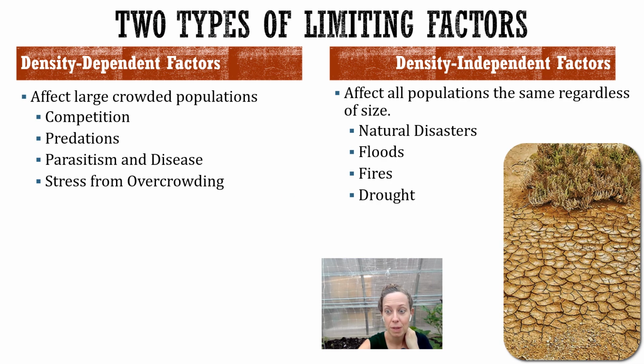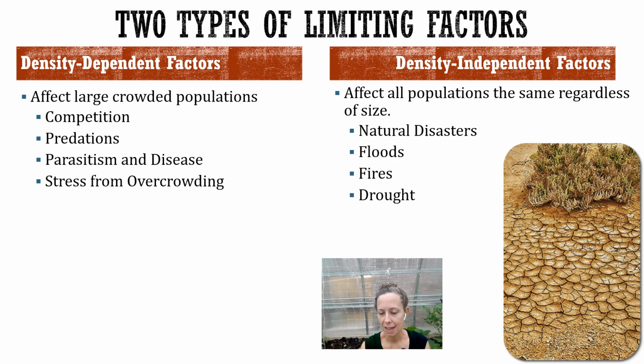There are two types of limiting factors. We classify them in two ways. You have density-dependent factors and density-independent factors. Density-dependent factors are going to affect crowded populations, all right? That's competition, predation, parasitism and disease, and overcrowding, so stress from overcrowding, right? So organisms are looking for things to eat. There's too many around. There's not enough pizza for everyone in the room, right? Makes sense? And then density-independent factors affect the population regardless of how big the population is.